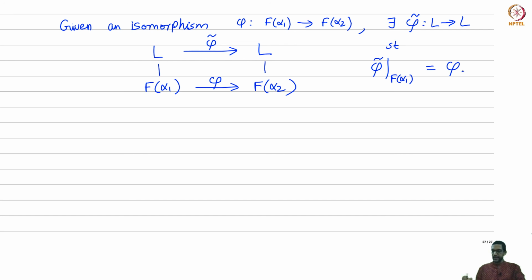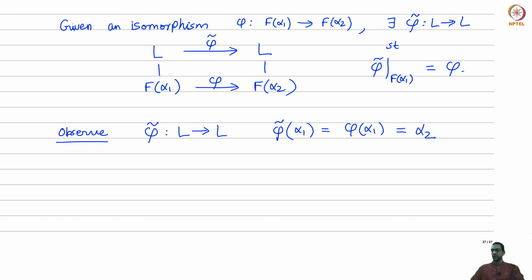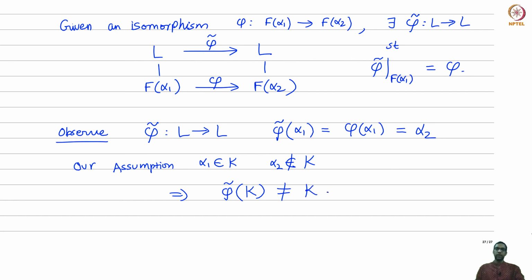But now observe that this exactly contradicts hypothesis 2. This map phi tilde from L to L, an automorphism of L, coincides with phi on F(alpha 1). So it does whatever phi does to alpha 1, and remember the special property of phi is that it maps alpha 1 to alpha 2. So phi tilde maps alpha 1 to alpha 2. Recall we assumed that alpha 1 was an element of K and alpha 2 was not an element of K. So what does this mean? This says that phi tilde of K is not K. It's mapping one element of K to an element that's outside K. So this contradicts our hypothesis 2 and completes the proof of this proposition.